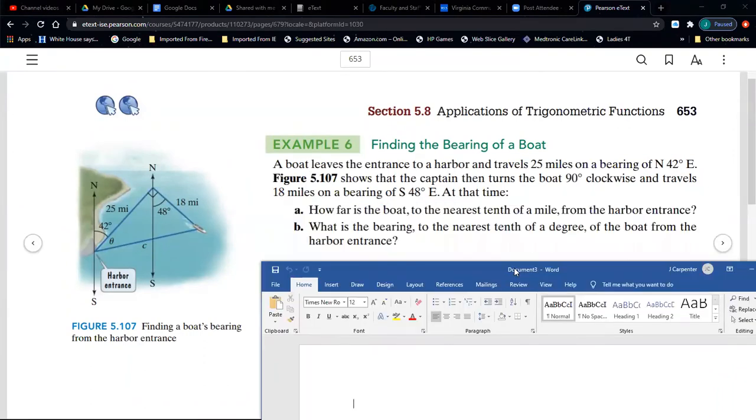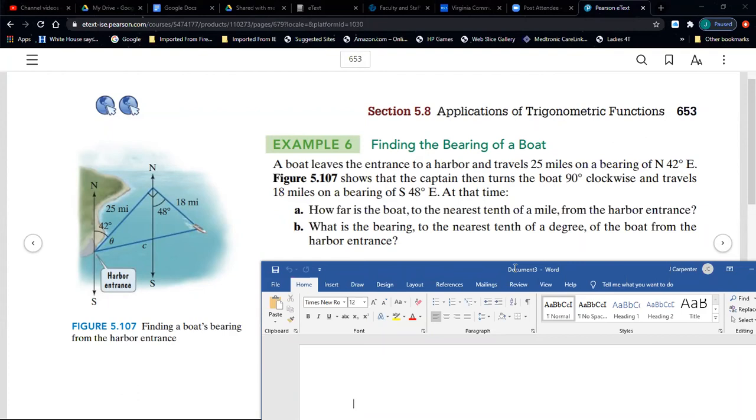A boat leaves the entrance to a harbor and travels 25 miles on a bearing of north 42 degrees east, or north by east 42 degrees, however you want to say that. The figure shows that. So we're on a bearing north 42 east.